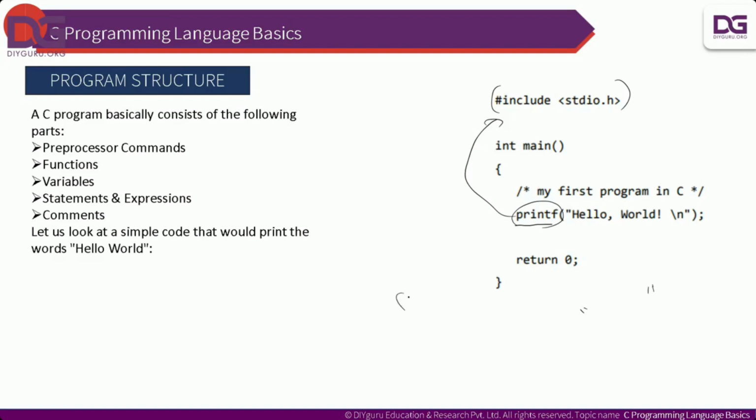If you are calling a function, you need to define it at the end. So we don't need to define it every time, because that function definition is stored in this header file. So we have the preprocessor commands and the functions, then next is your main.